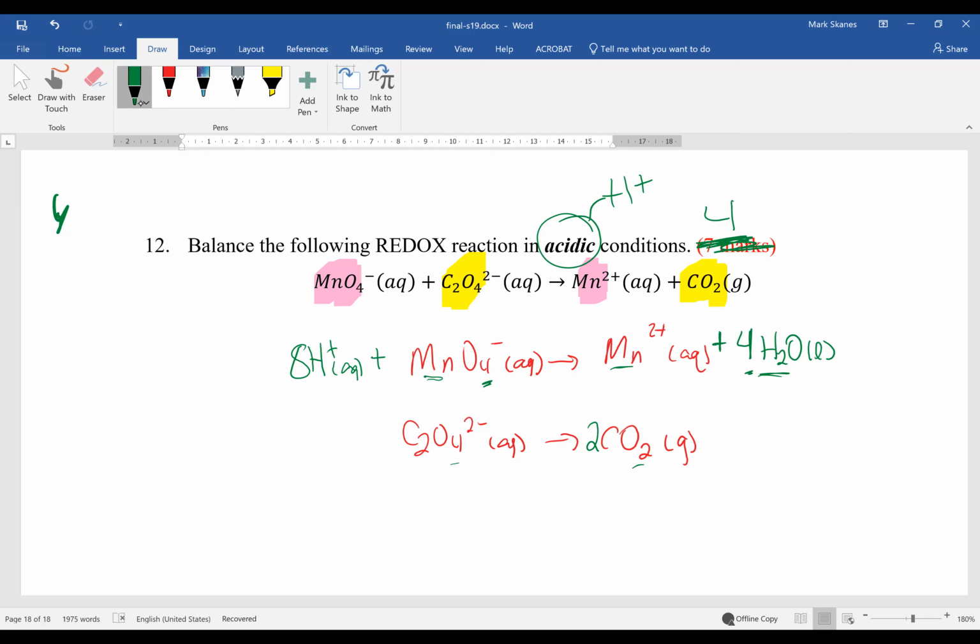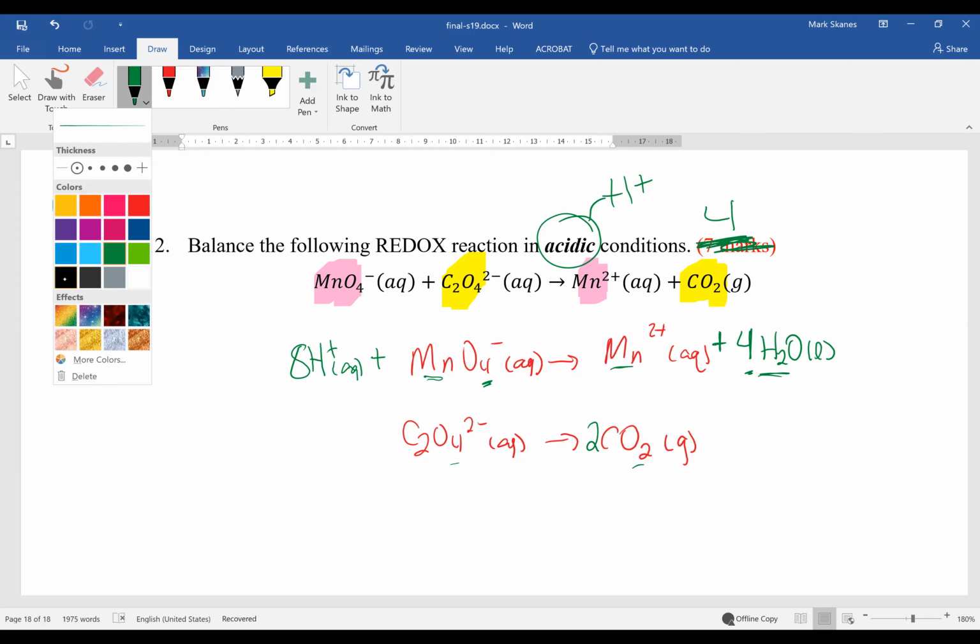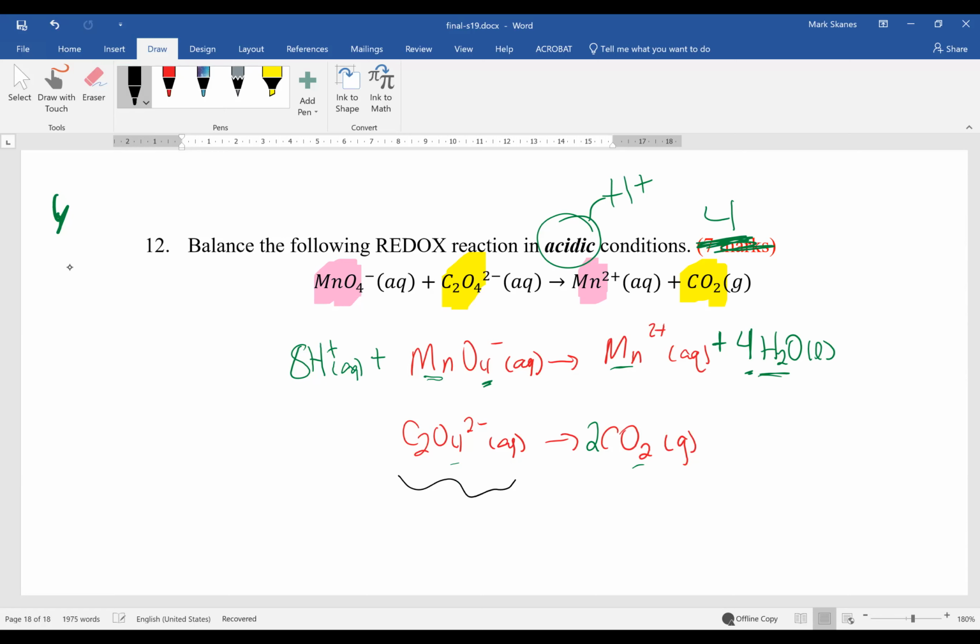I'll pick another color. I'm going to go with black for the electrons. So on this side, I have a -2 charge. On this side, I have a 0 charge. Well, if I want to balance these two sides, I'm going to need to add on this another -2. So I'm going to add here 2 electrons on the right. And now my charges are equal. You can calculate them again if you don't believe me. -2 and 0 plus a -2 equals -2. Done.